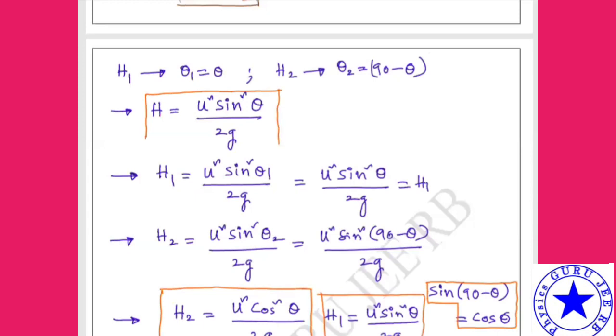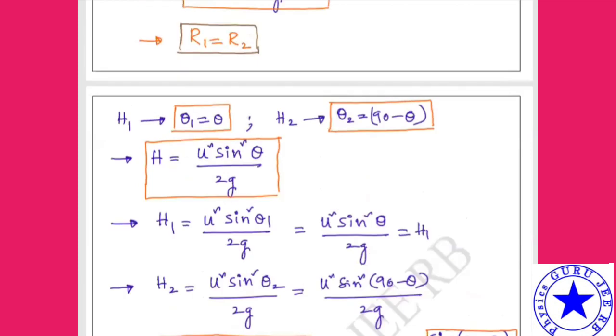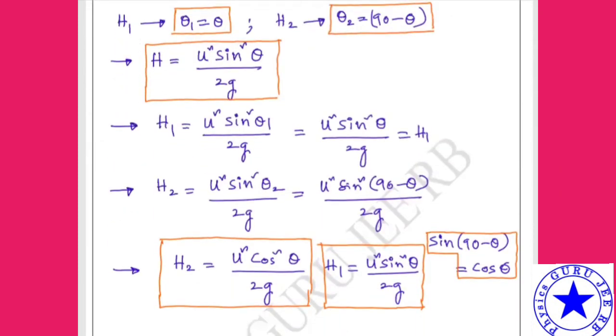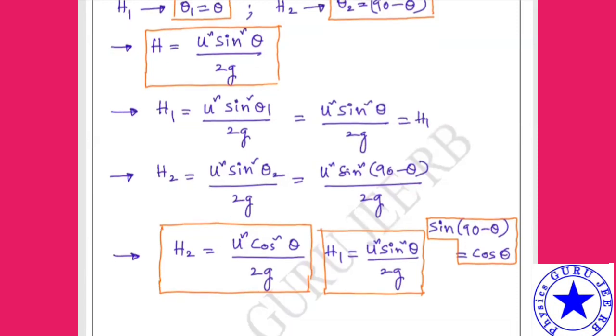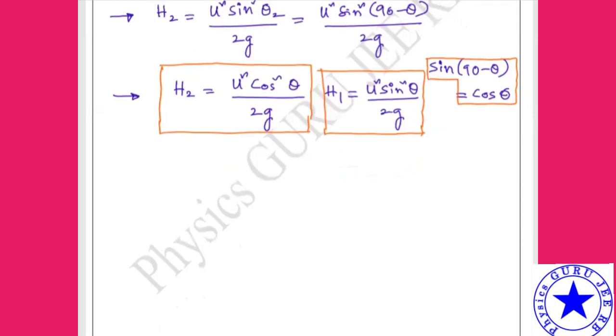Here, if you take theta 1 equal to theta, then theta 2 is equal to 90 minus theta. Is it fine? Theta 1 is theta, and theta 2 is 90 minus theta. Hope this is clear. R1 is equal to R2, H1 corresponds to theta 1, which is theta, and H2 corresponds to theta 2, which is 90 minus theta. Hope this is clear.